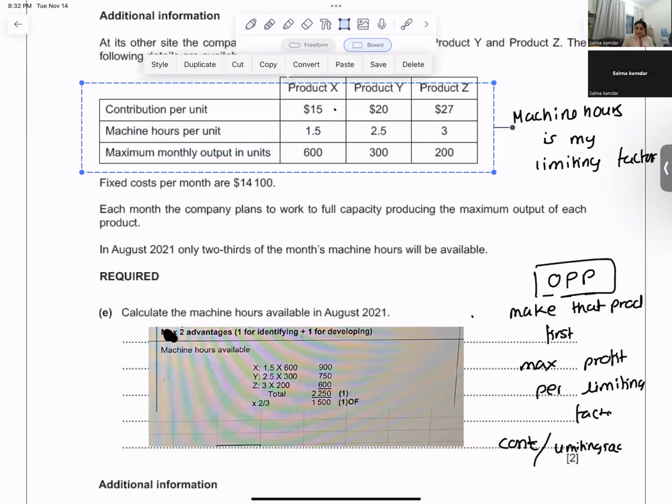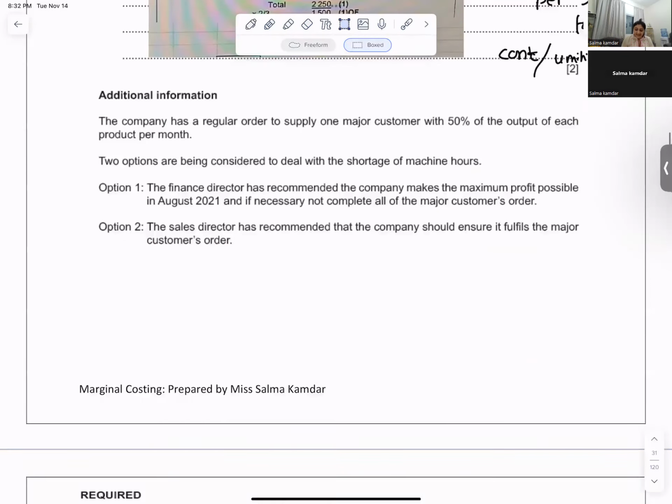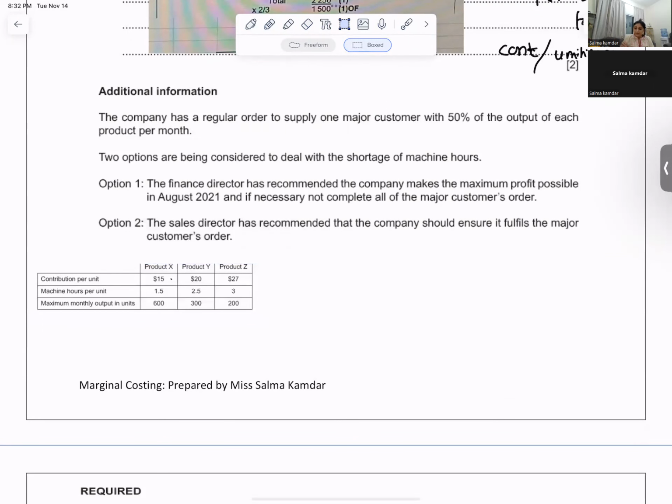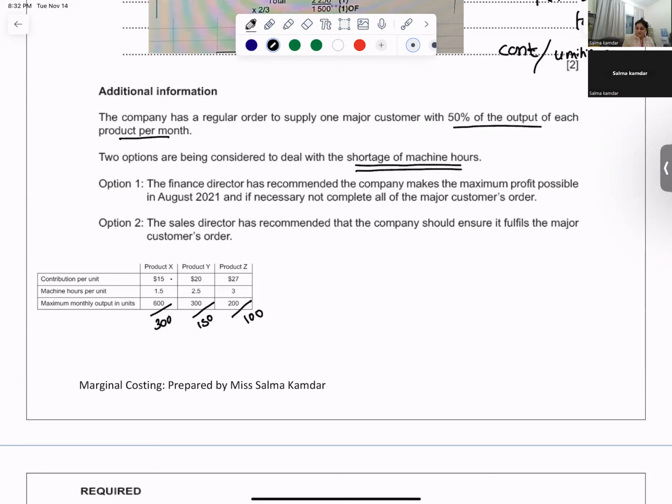And let's see the requirement of the question. The company has a regular order to supply one major customer with 50% of the output of each product per month. That means I have a regular order wherein one customer tells me I need 50%. That means I need 300 units of X, I need 150 units of Y, and I need 100 units of Z. Now I have two options that I have to consider because I have shortage of machine hours. So what are the two options that I have to consider?